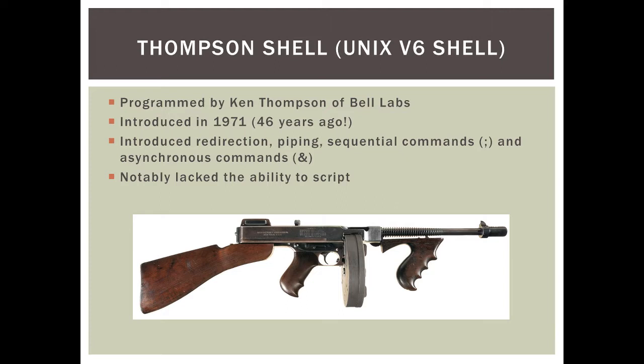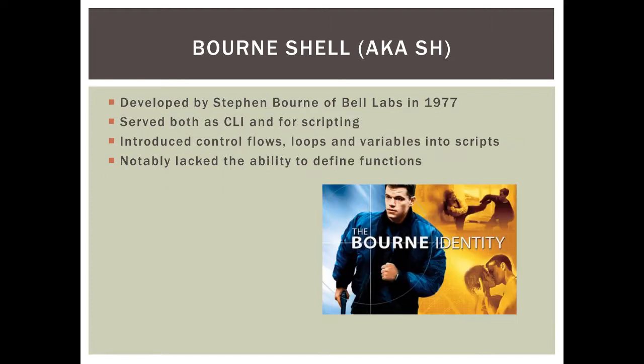The first shell is the Thompson shell, aka the Unix version 6 shell. It was distributed alongside Unix version 6 to colleges and universities. It was also used inside Bell Labs at the time. It was programmed by Ken Thompson in 1971, 46 years ago, so that's almost half a century ago. It introduced basic input-output redirection, piping, sequential commands, and asynchronous commands. But it notably lacked the ability to script.